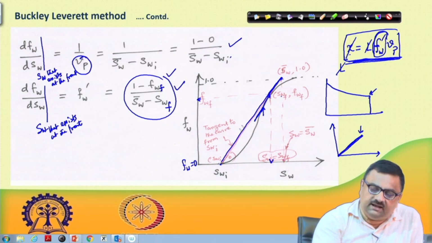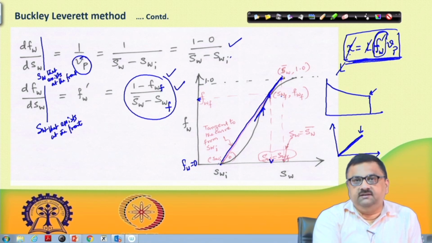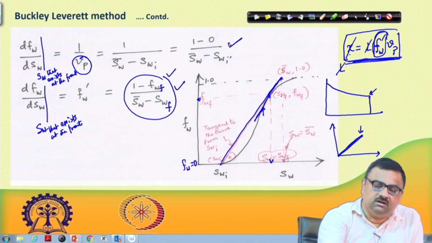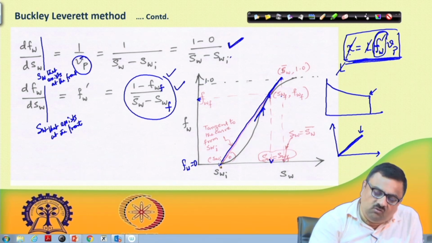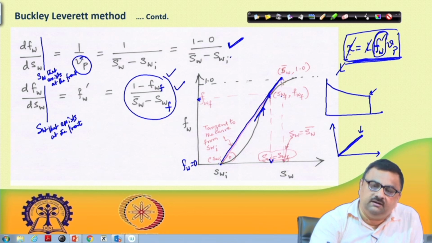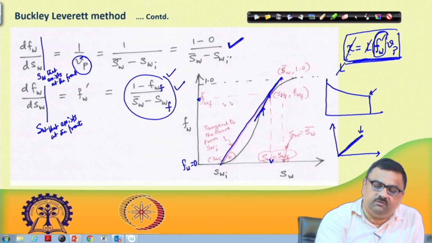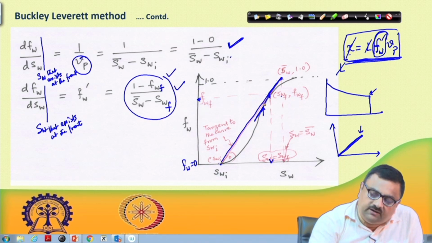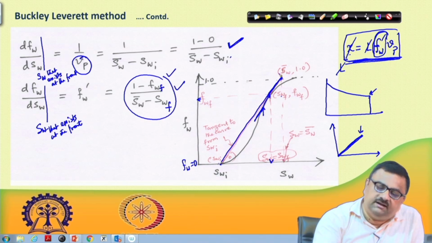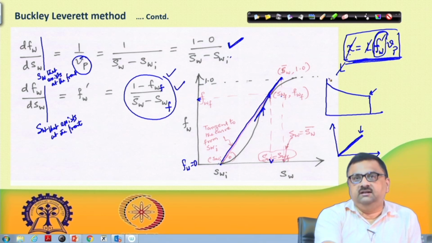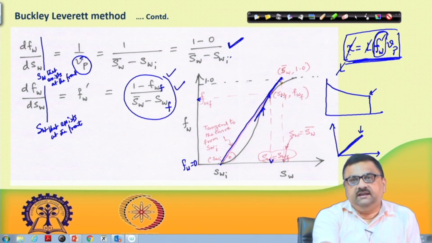So, the slope of this entire line is 1 minus 0 divided by SW bar minus SWI, and that is exactly this one. So, I can see that from SWI, if I draw a line which is tangent to this curve, wherever it hits the curve as tangent, that point is SWF, correspondingly we have FWF, and if we extend this tangent, wherever it hits the FW equal to 1.0 line, that is going to be the SW bar.